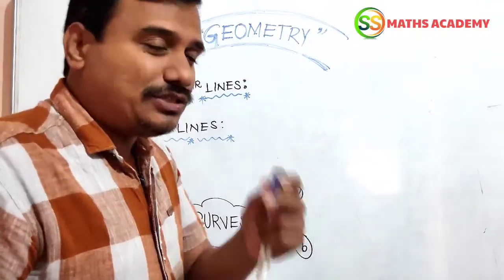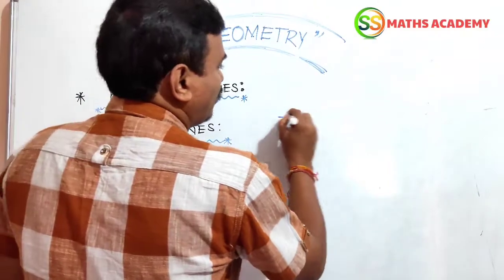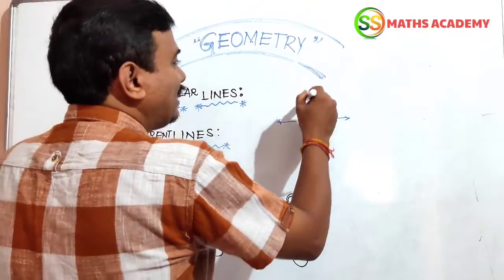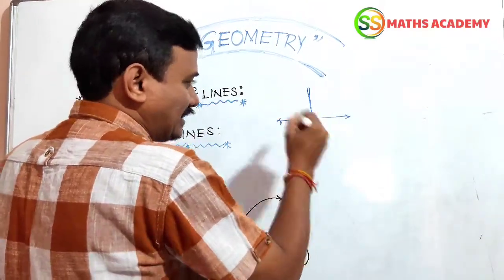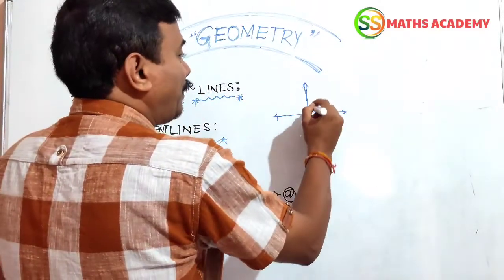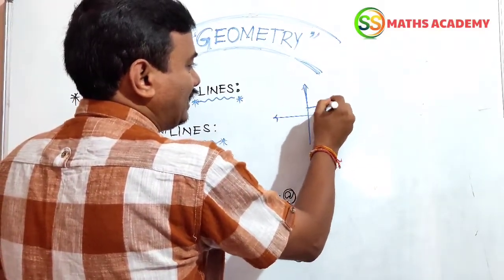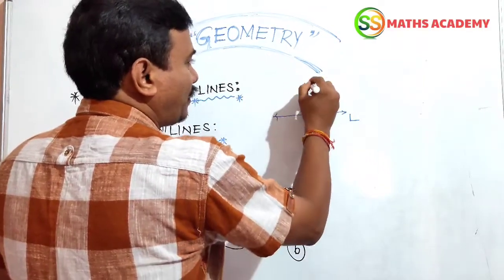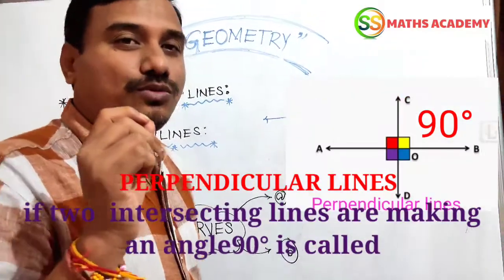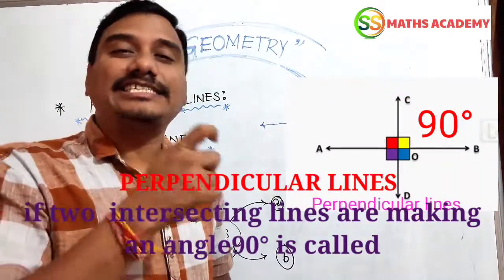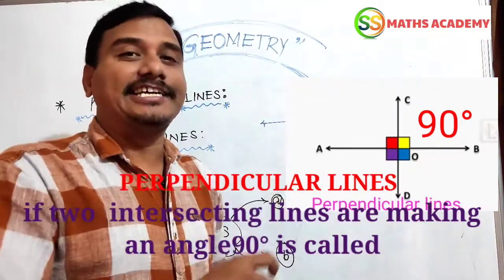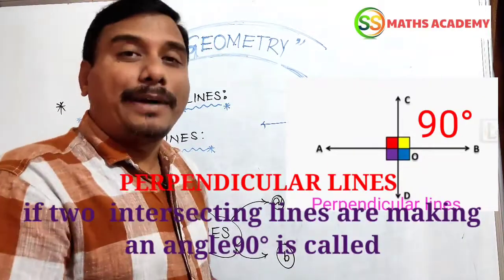For example, you see the diagram. Two lines or two line segments meet or intersect perpendicularly, making an angle of 90 degrees. Such lines are called perpendicular lines to each other. Simple. When two lines or two segments intersect at a point perpendicularly, or make an angle of 90 degrees, then the lines are called perpendicular lines.